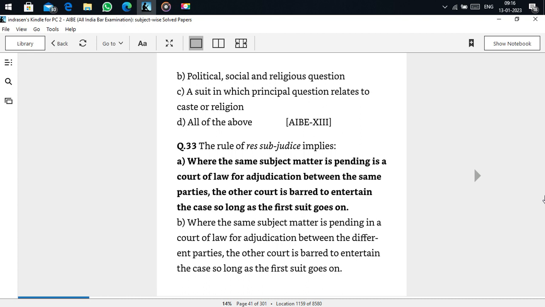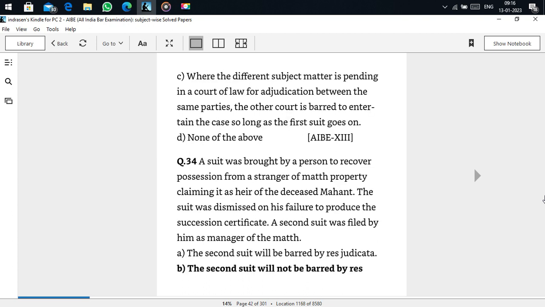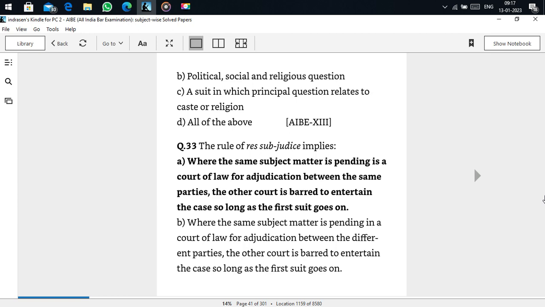A suit was brought by a person to recover possession from a stranger of the math property, claiming it as heir of the deceased Mahant. This suit was dismissed on his failure to produce the succession certificate. A second suit was filed by him as a manager of the math.